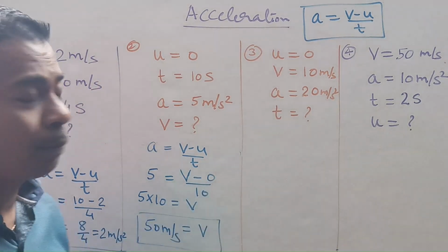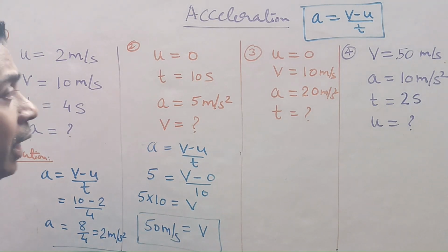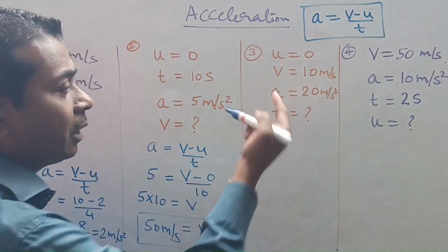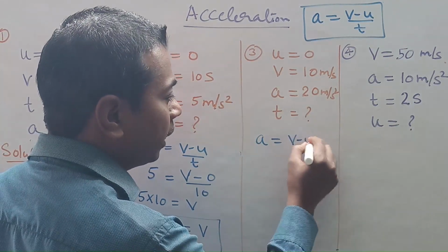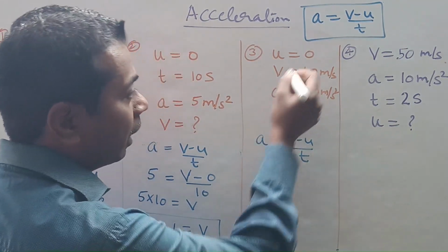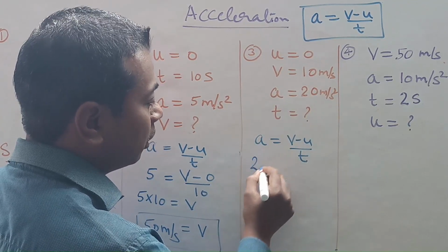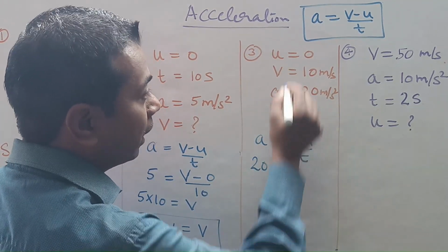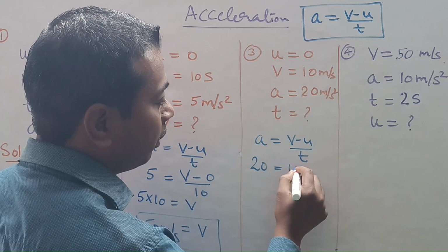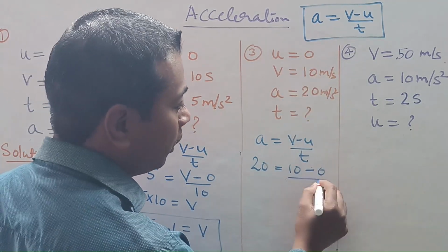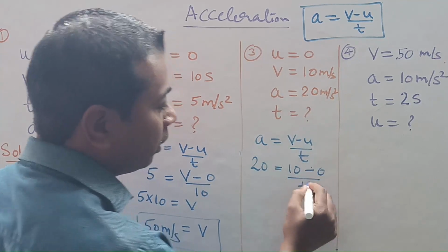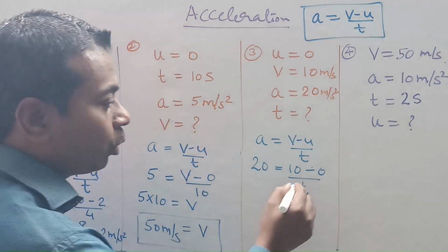Now when we look at this particular numerical, we have initial velocity, we have acceleration. I need to find time. Again I write the equation: a equals v minus u divided by t. Acceleration is given to me as 20. Final velocity I have 10. Initial velocity I have 0. Time is not given to me. So here I need to find time.